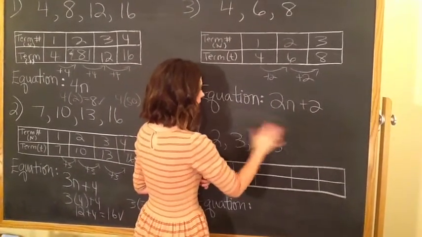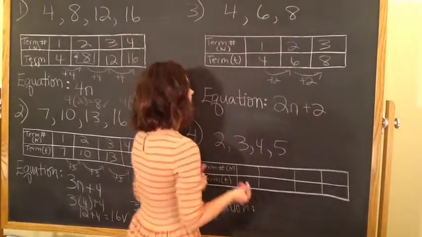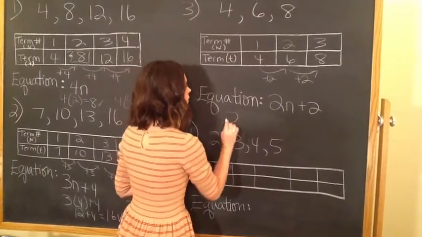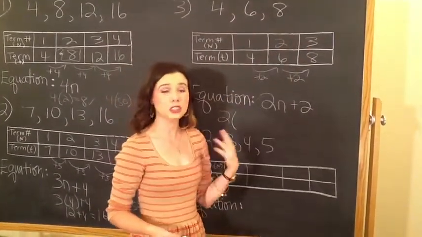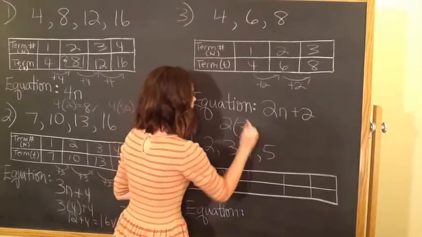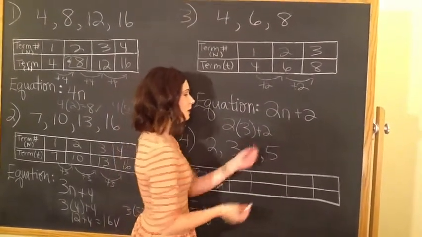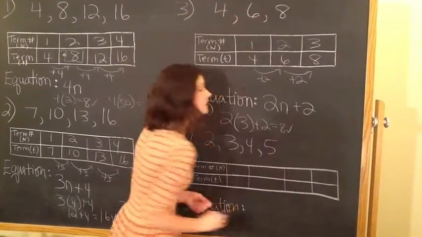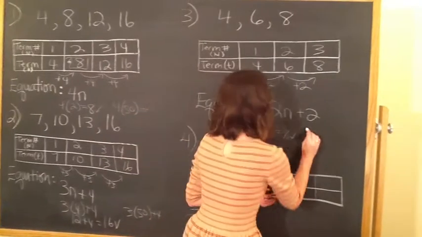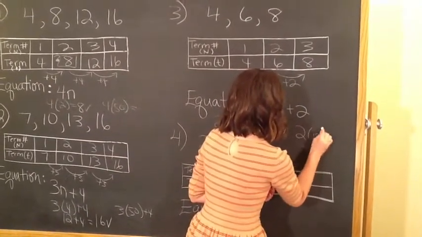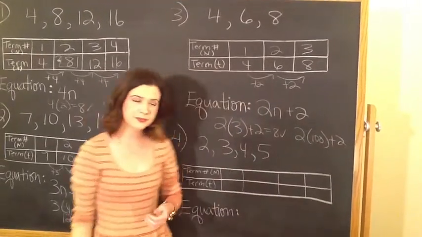Let's go ahead and try to find term number 3. Now we're going to hopefully have 8. So if we do 2 times n, where n is the term number, we're finding term number 3. So 2 times 3 plus 2. So 2 times 3 gives me 6, and then plus 2 gives me 8, so it does work. So if we're going to find the 100th term of the sequence, we're going to do 2 times 100, add 2 to that, and we're going to be on track.